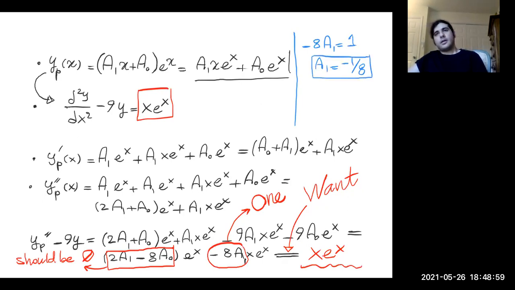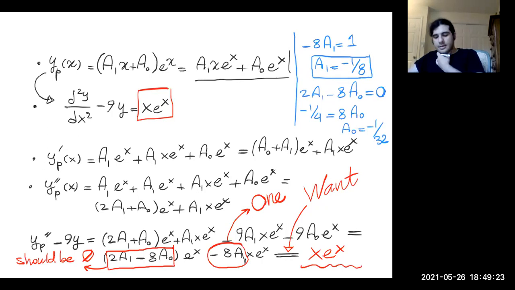That's one of our variables. The other one is 2a1 - 8a0 should be equal to 0. But we know a1 is -1/8, so 2 times that is -1/4, which should be equal to 8a0. Therefore, a0 is -1/32. So that's the other one. If we plug these numbers into our particular solution, we see it is equal to -1/8 x e^x minus 1/32 e^x.